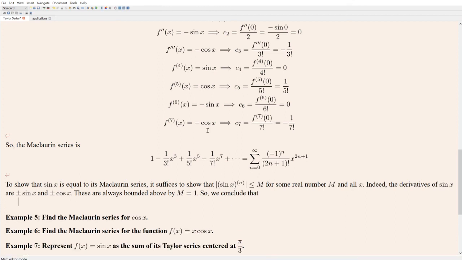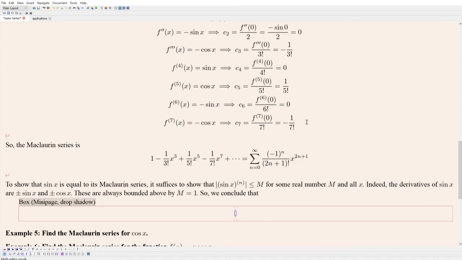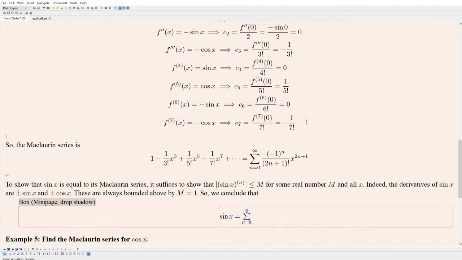So anyway, that is sufficient to conclude that the sine function, much like the exponential function, is indeed equal to its Maclaurin series for all real numbers x. There is no restriction.